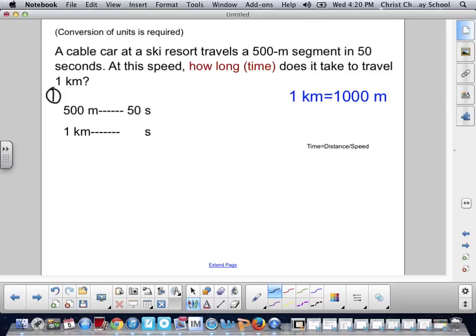And from the information of our word problem, we have 500 meters in 50 seconds. And they'd like us to figure out for 1 kilometer. Well, we know that 1 kilometer is equal to 1,000 meters. So how can we get 500 meters to 1 kilometer? Well, we can double 500 and we would come up with 1,000 meters.